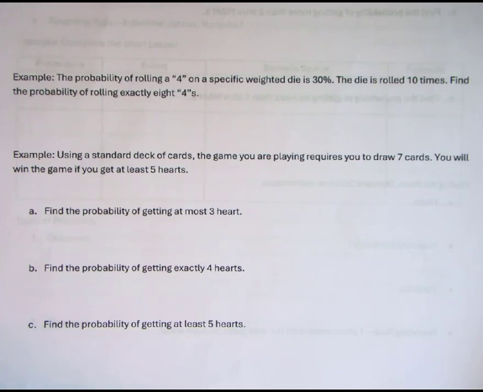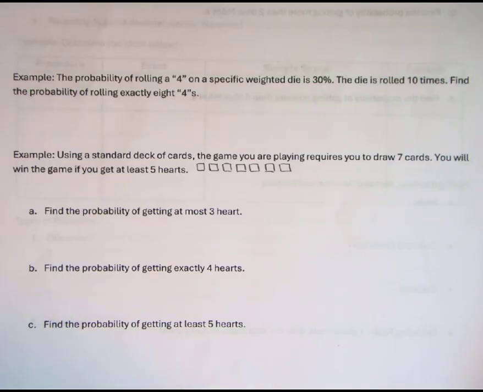In this example, we're using a standard deck of cards. The game you're playing requires you to draw 7 cards, and you're going to win the game if you get at least 5 hearts. In order to better visualize the examples, I'm going to draw 7 cards.